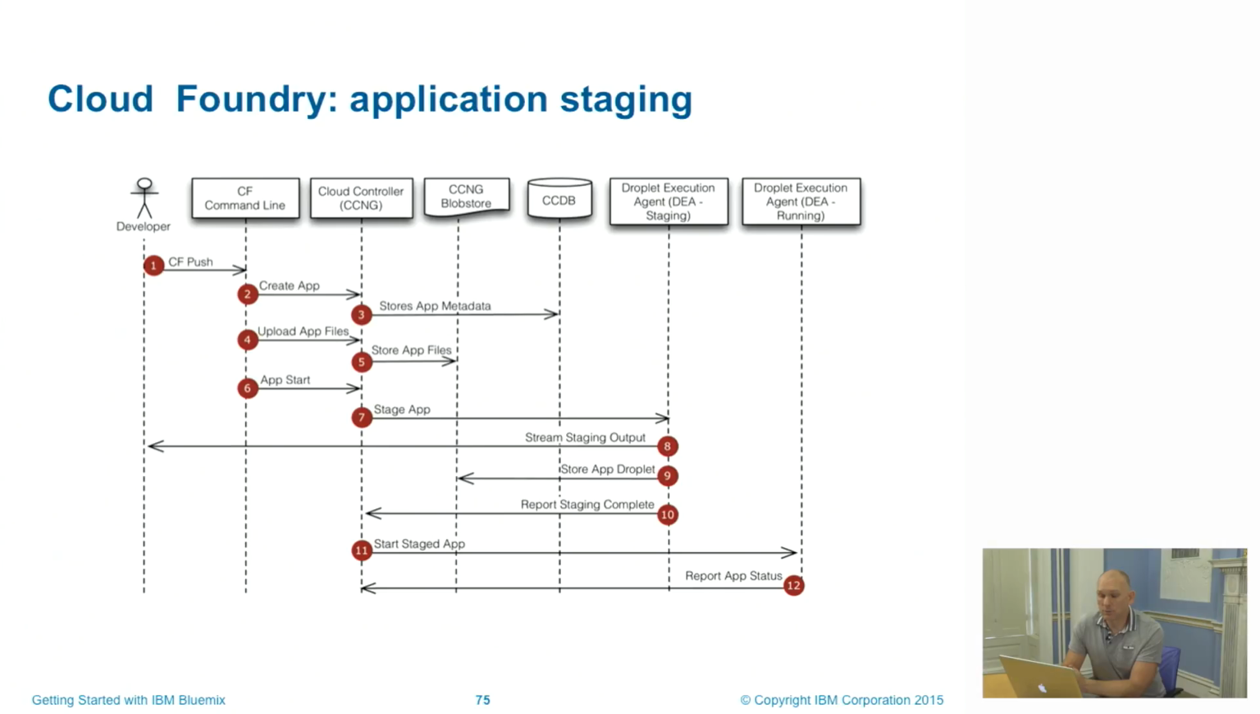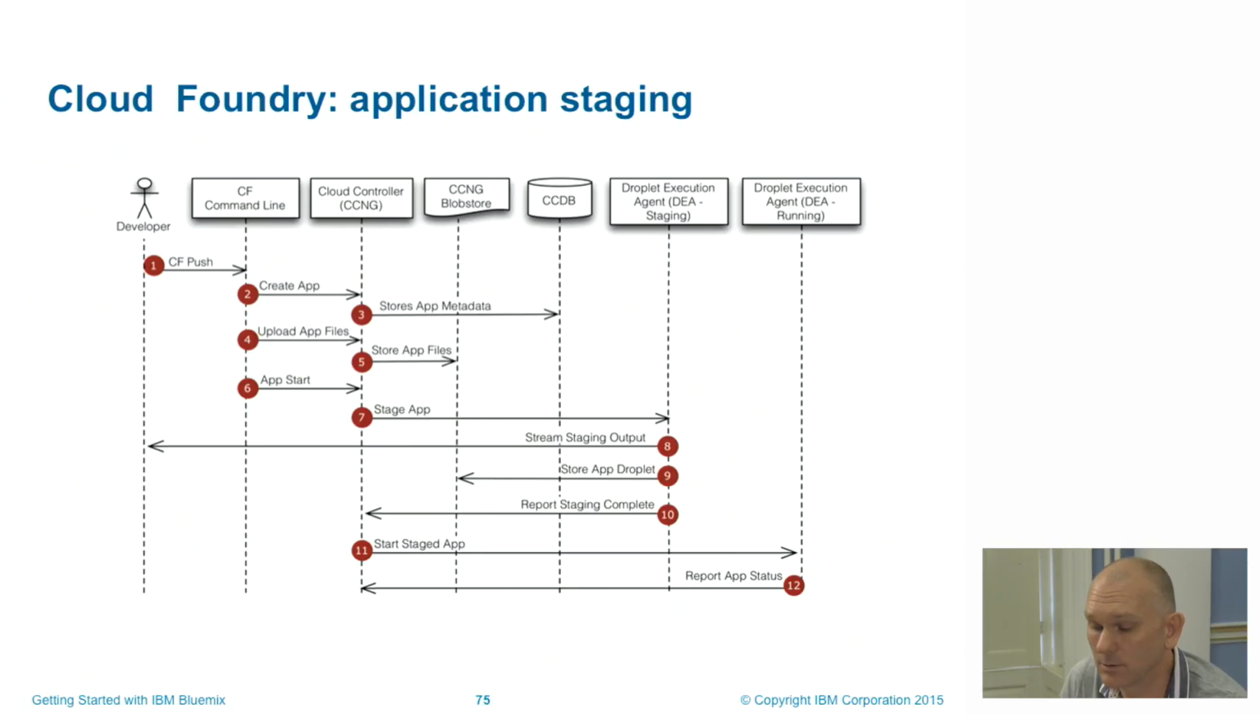The droplet agent will create that droplet and then store that in the binary object store. And once it's done that, it will then push a message back to the Cloud Controller telling it the staging is complete. Then the Cloud Controller will speak to one or more droplet execution agents, depending on how many instances we've asked for, and get them to run the application.